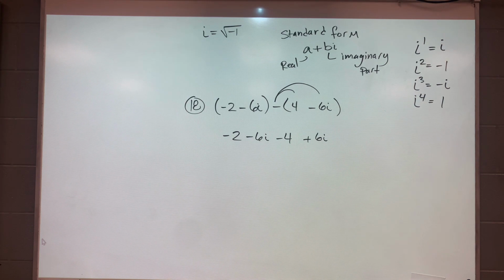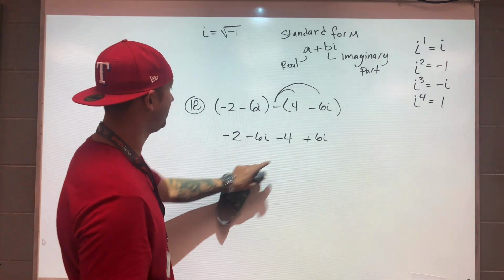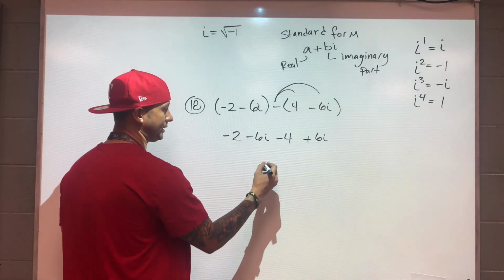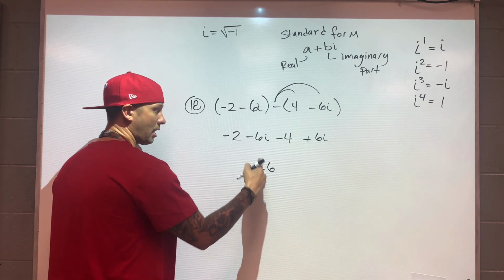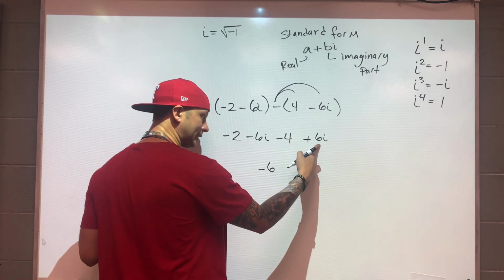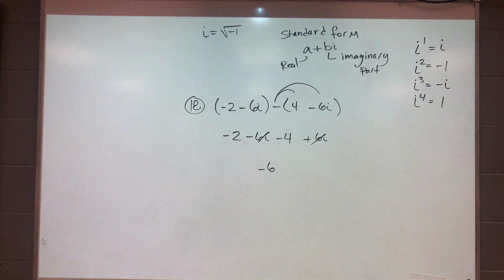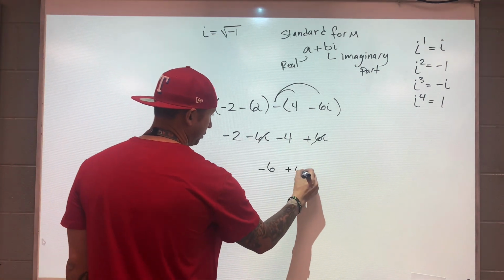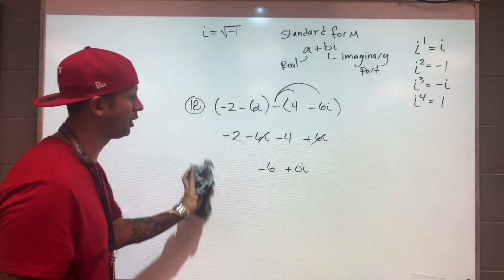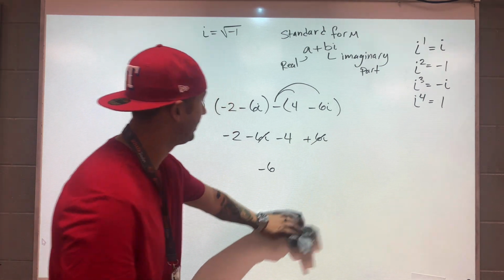Okay, so real part plus real part, -2 minus -4, -6. -6i plus 6i, those cancel. Like I have -6 and then I add -6, that gives me back to 0. So, right, this is just plus 0i. But we don't worry about the 0i. The answer is just -6.